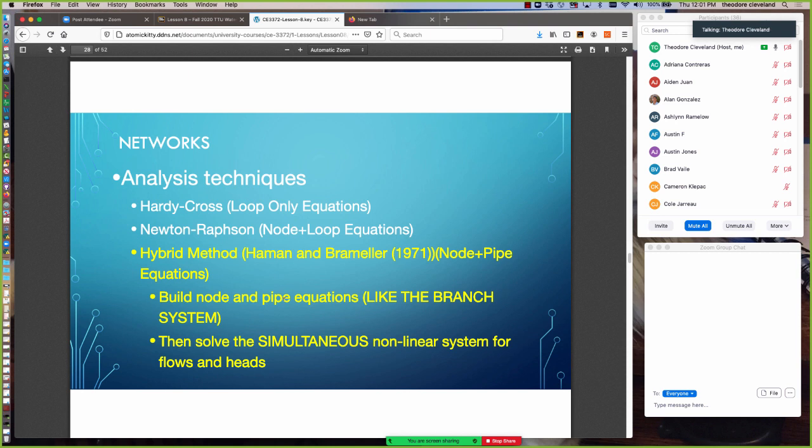The trade-off, of course, is that the matrices in the Hamam and Brameller method are somewhat large as compared to either the Hardy Cross or Newton-Raphson. So you're trading programming simplicity for storage. In the 1970s and the early 80s, when these were emerging, that was a big deal. Storage, computer storage was problematic. Nowadays, I would argue that certainly that's less of an issue than it used to be. And we'd be more willing to store zeros if it makes building and solving the system simpler from a programmatic sense. And then what the method does is simultaneously solve the nonlinear system for flow and heads, pretty much by the Newton-Raphson method just described above.